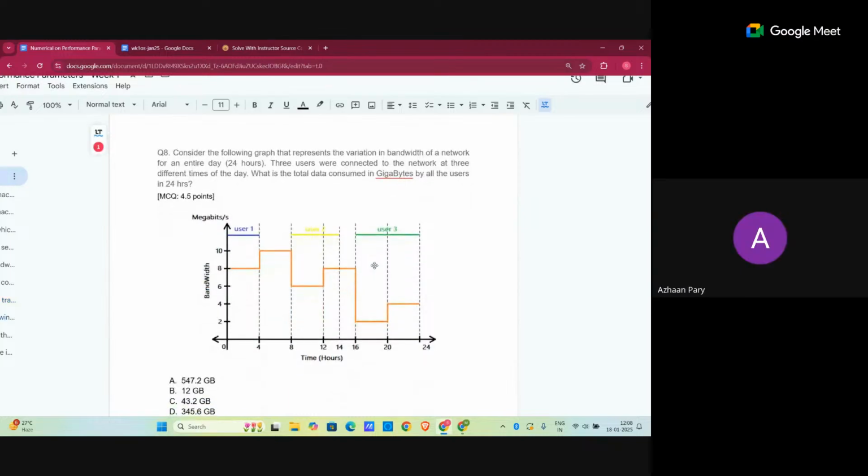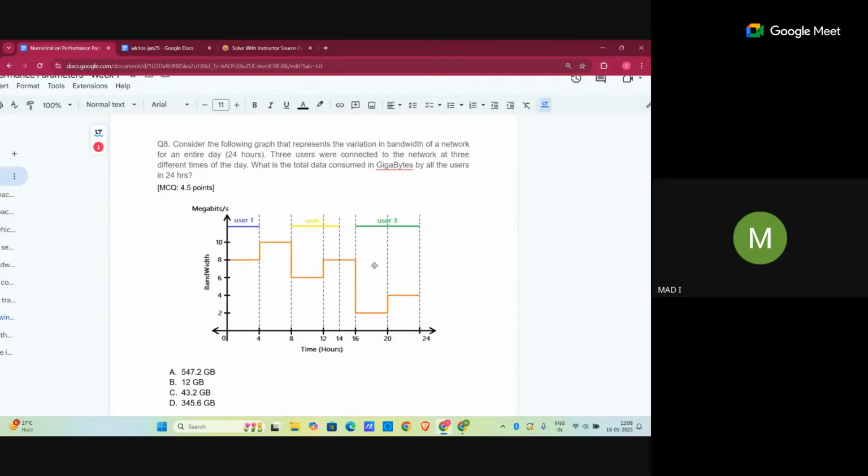Then there is another question on bandwidth. Consider this graph that represents the variation in bandwidth of a network for an entire day, that is 24 hours. Three users were connected to the network at three different times of a day. What is the total data consumed in gigabytes by all the users in 24 hours?